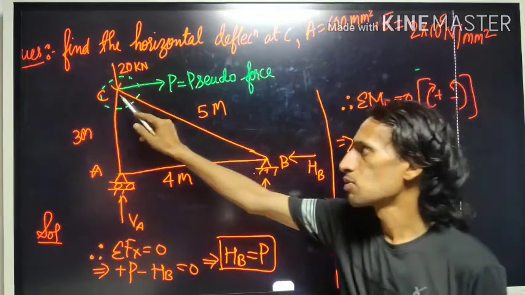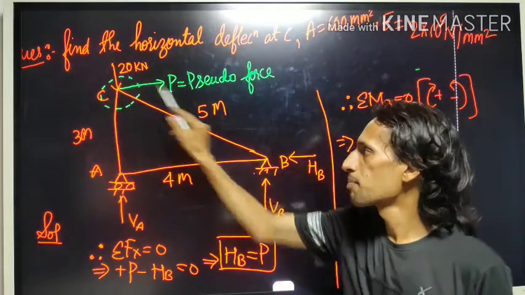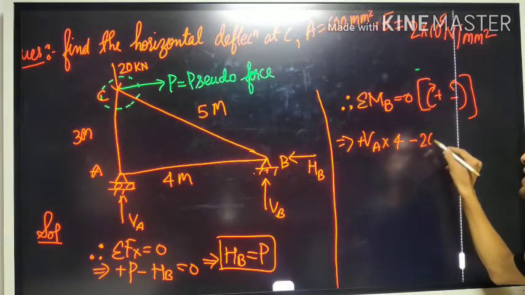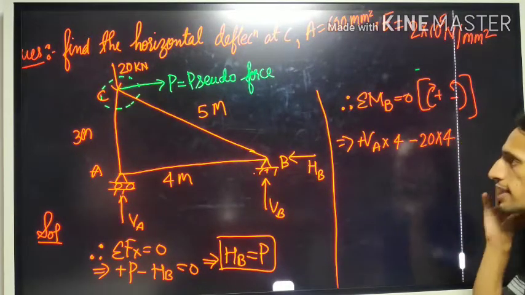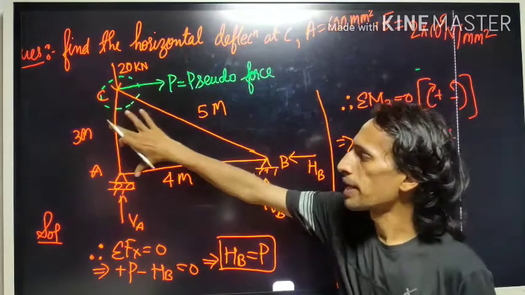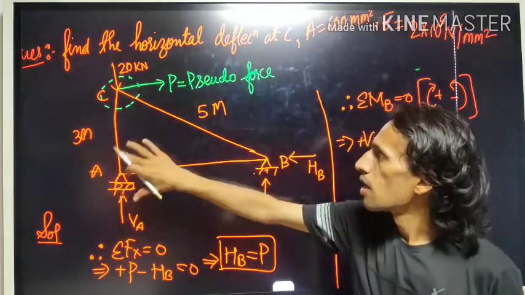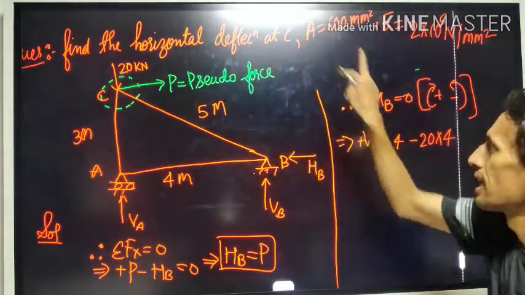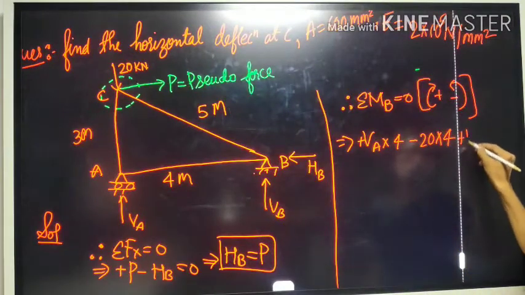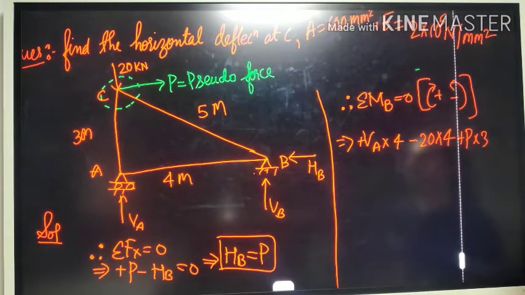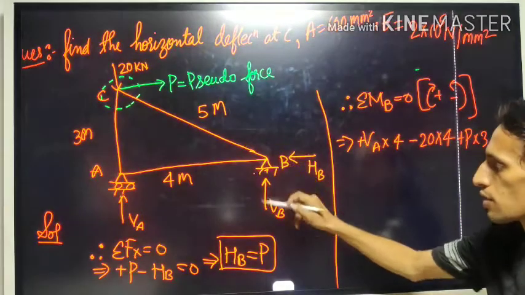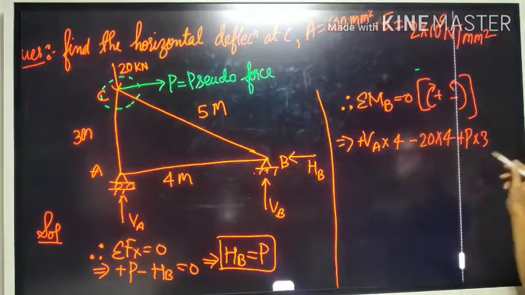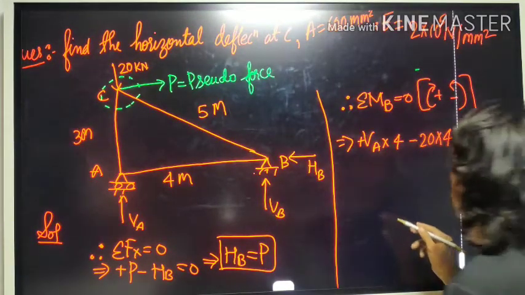Then come to here, so 20 kilonewton, perpendicular distance 4, what is the direction? Anti-clockwise, so minus 20 into 4. What else is there? P, perpendicular distance 3. What is the direction of moment? It is like this, clockwise, so positive P into 3. And these two forces are passing through the point B, so there will be zero contribution in this equation, so it's equal to 0.